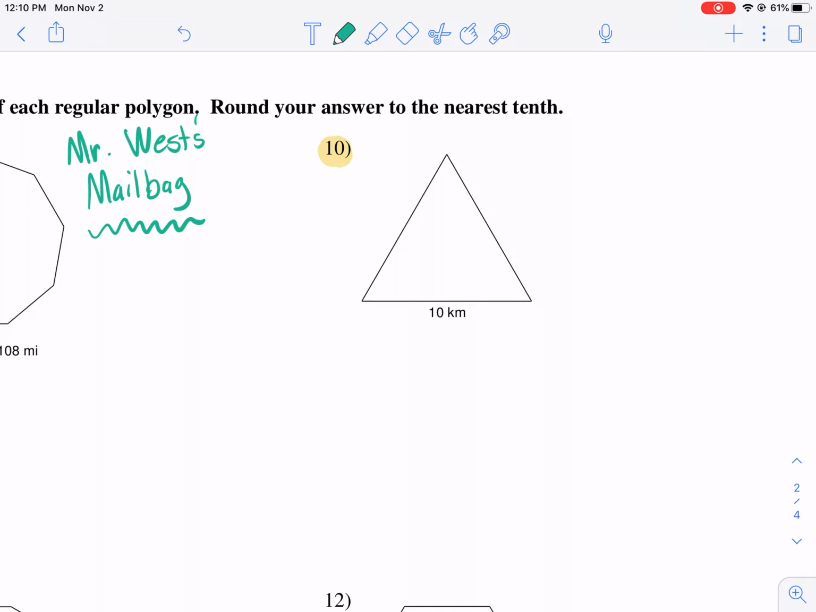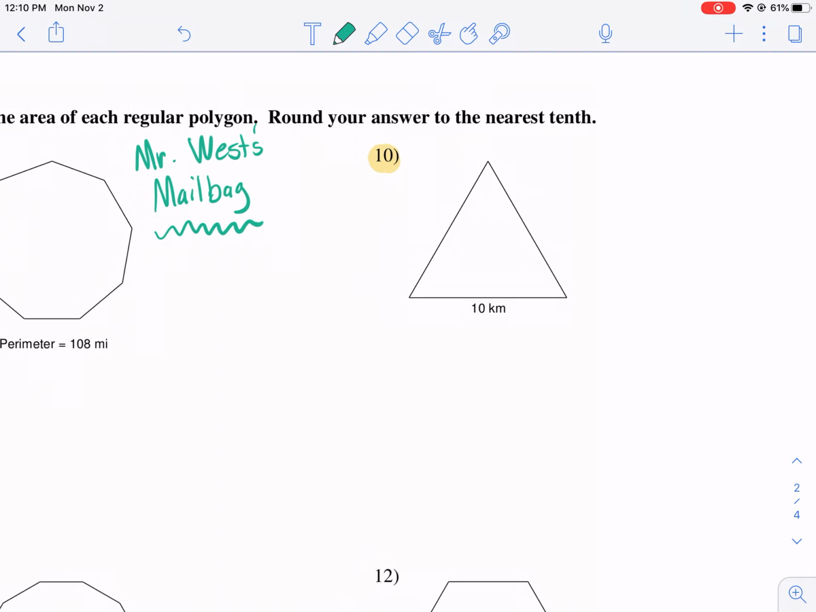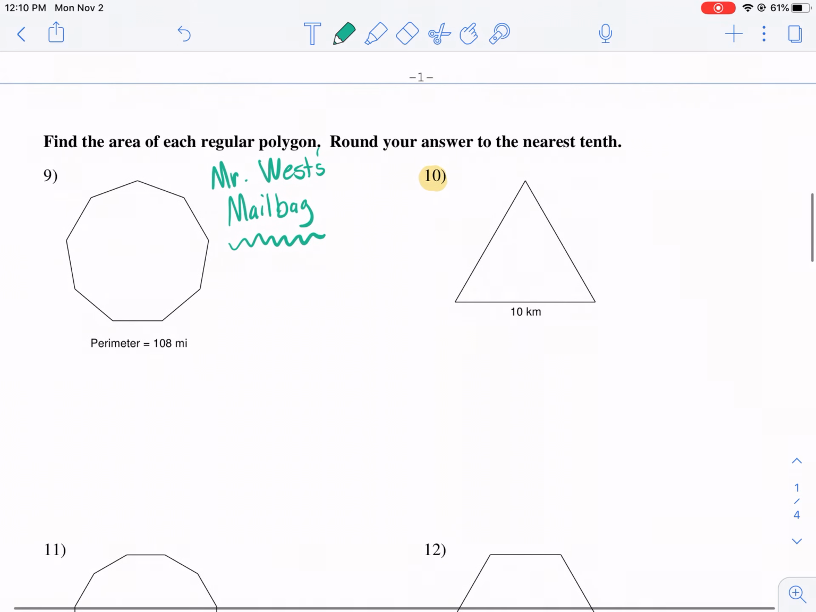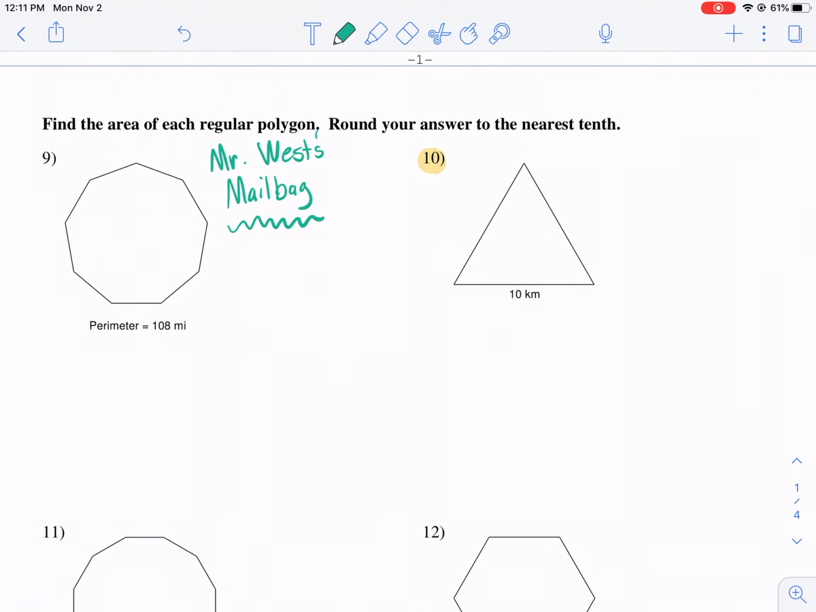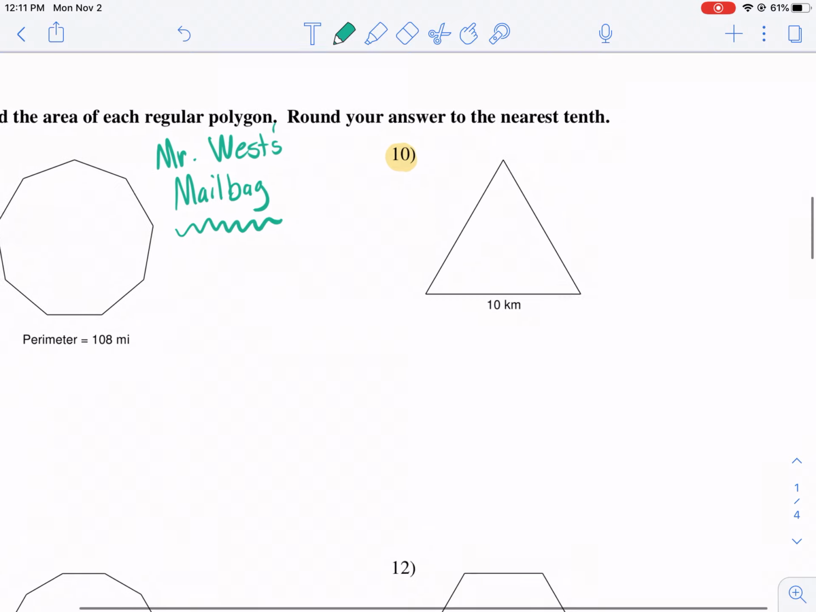We have a request for number 10. Number 10 is a problem dealing with area, so let's go ahead and read the prompt. Find the area of each regular polygon, round your answer to the nearest tenth.